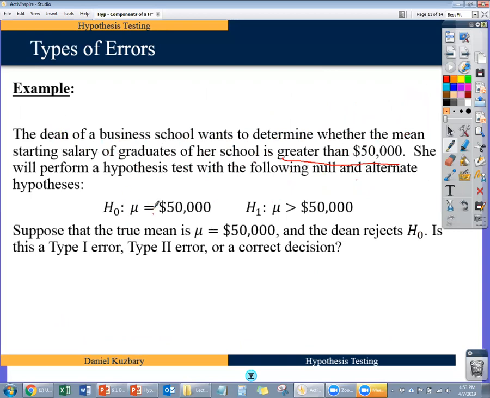So notice the null has an equal sign. It always should. That's good. So the greater than comes into play on the alternative. So you end up with a right-tailed test.